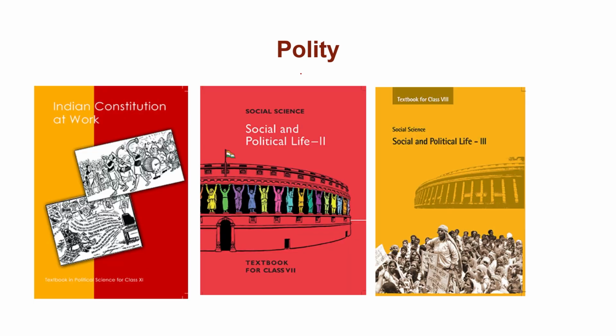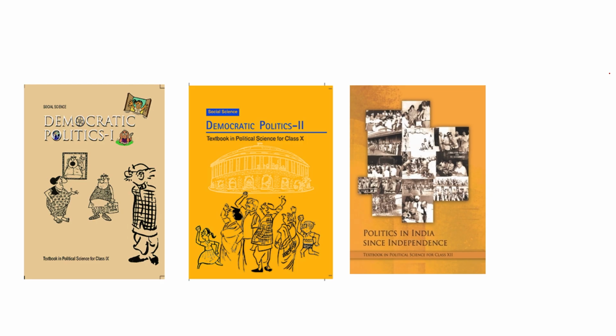Coming to the polity, you have 3 books, that is Indian Constitution at Work, which is of class 11. This is like the most important book for polity among all the other NCERTs. Then the second one is Social and Political Life of class 7th, as well as Social and Political Life of class 8th. This you can just go through. Not much information is there in these textbooks. Just go through it. In 1 or 2 days you will finish that.